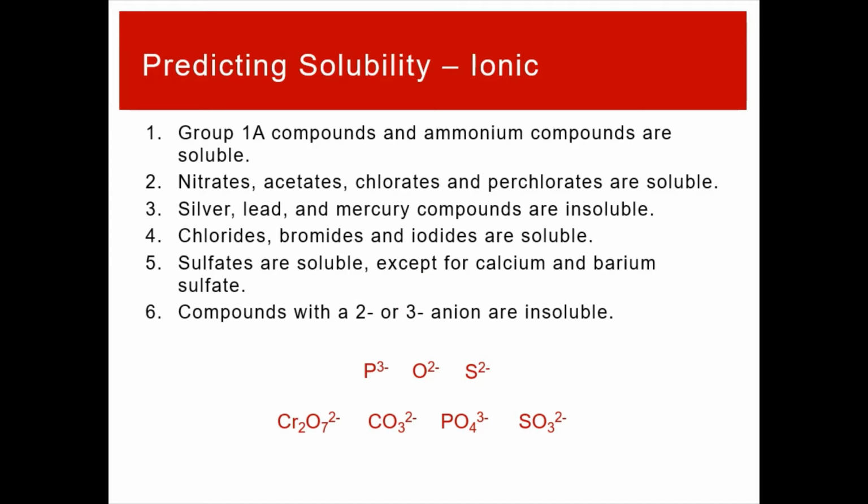6. Compounds with a 2- or 3- anion are insoluble. This is a pretty big catch-all. You'll note there's a lot of ions on here. We have some monoatomic ions, and we also have our polyatomic ions. Anything that you can find that has a 2- or 3- charge is going to be insoluble. You'll note again, this rule isn't absolute. This rule is 6, so your other rules have to not have come into effect. These would only come into account when you don't meet rules 1 through 5. So if you find one of those rules first, that rule would matter more.